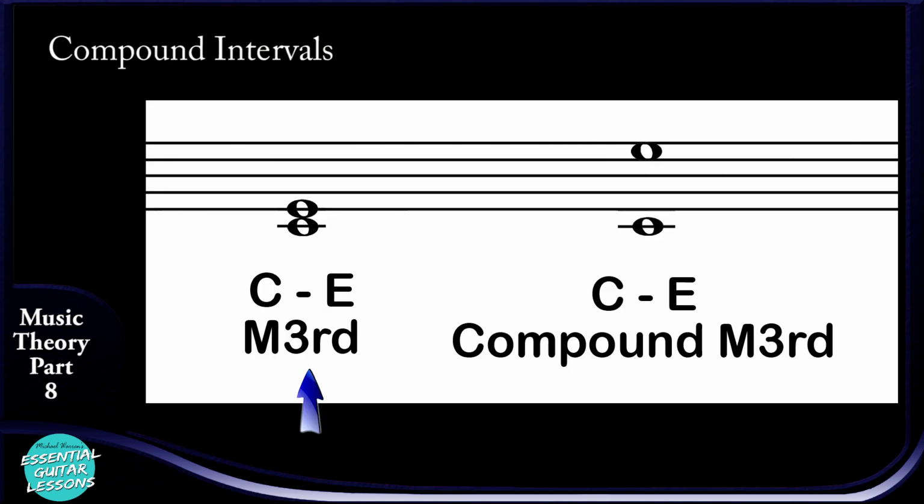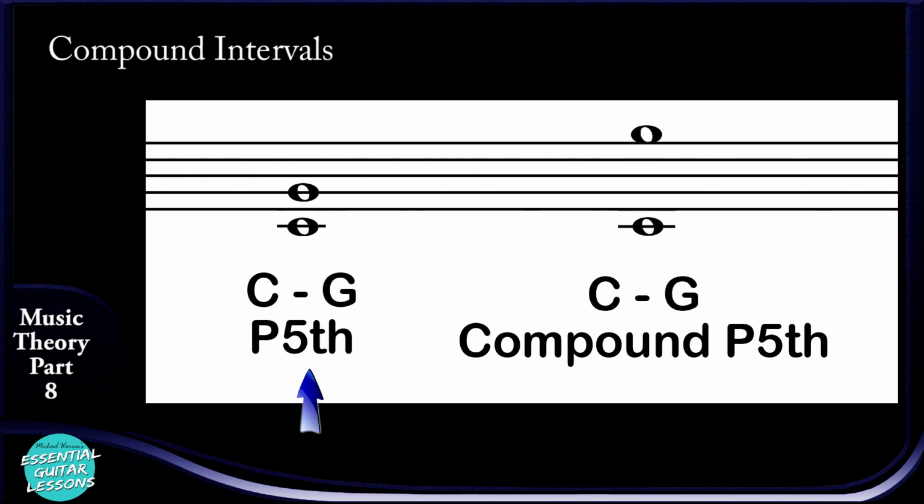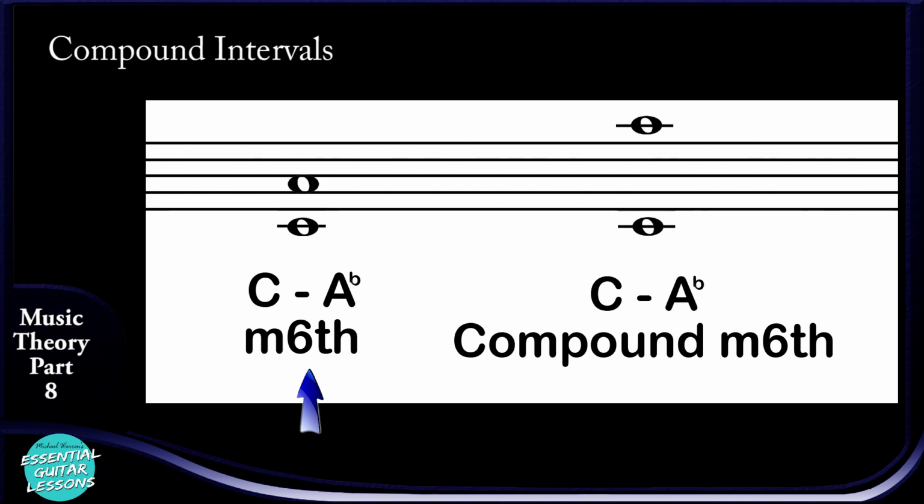So let's have a look at that. If I had C to E, which would be a major third, if the E is an octave higher, it's now called a compound major third. So what we have to do is add compound in front of the major third. If we were to do C to G, so if the G is now an octave higher, it would be called a compound perfect fifth. If we had C to A flat, we work it out the same as we did before, and this time it would be a compound minor sixth.